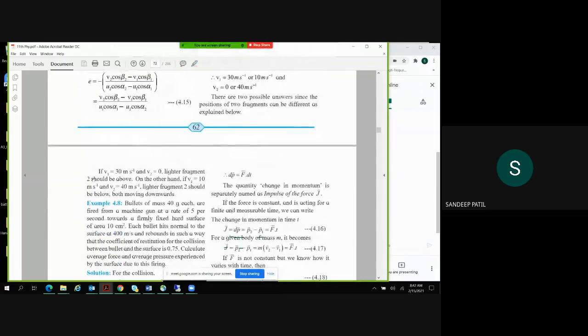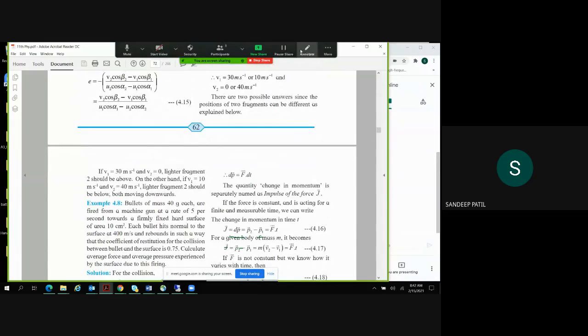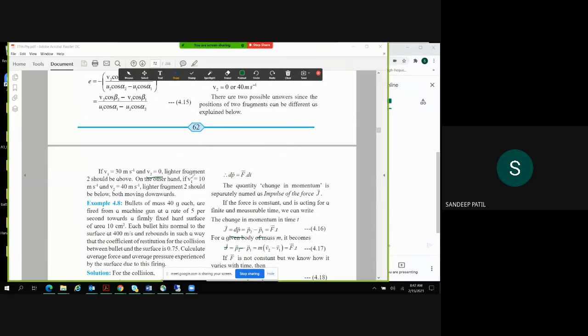So if v1 is 30 and v2 is 0, lighter fragment 2 should be above. On the other hand, if v1 is 10 and v2 is 40 meter per second, lighter fragment 2 should be below, both moving downwards. So there are two possibilities they have given, because the information from which we derive the equations gives two possible answers, right? So we may need more information to fix which is the right combination. Sometimes we get two values, so that's fine.